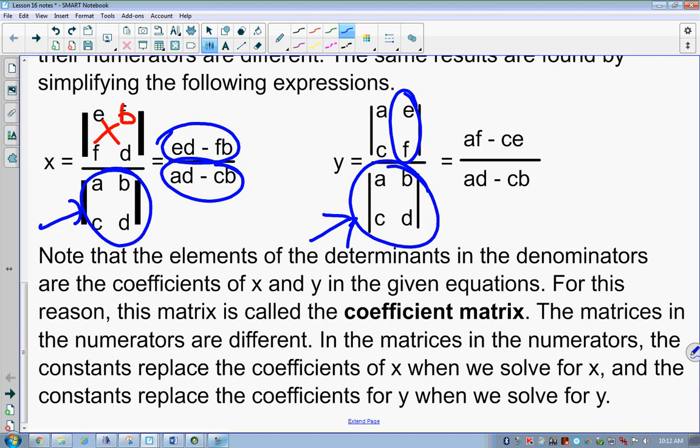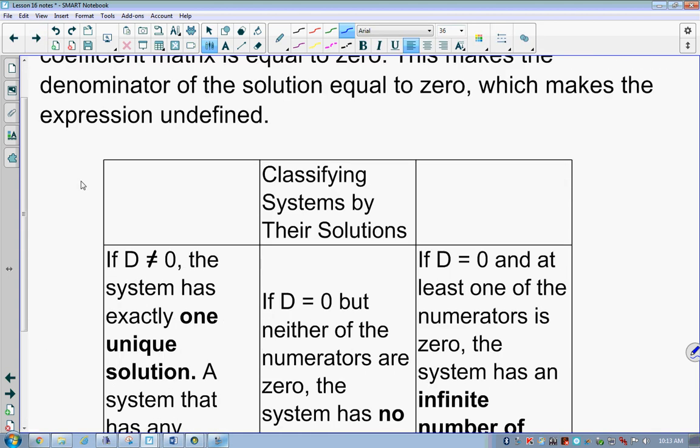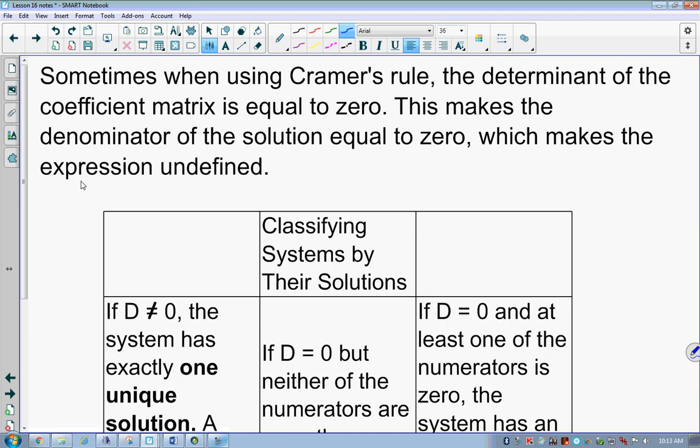The matrices in the numerators are different. In the matrices in the numerators, the constants replace the coefficients of x when we solve for x, and the constants replace the coefficients for y when we solve for y. I know all of this seems really, really complicated. Okay, hopefully I can get into answering some questions where it'll make a little bit more sense.